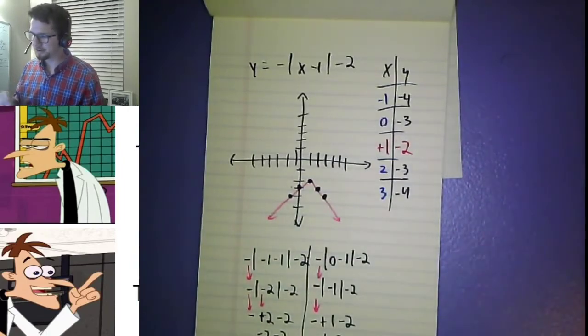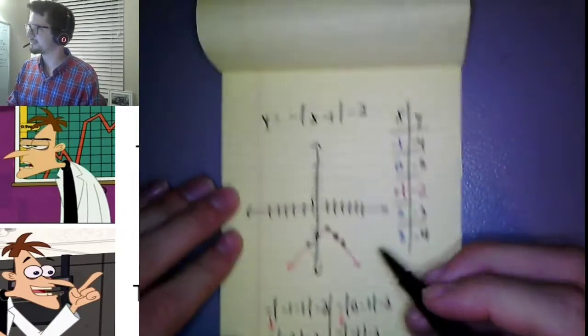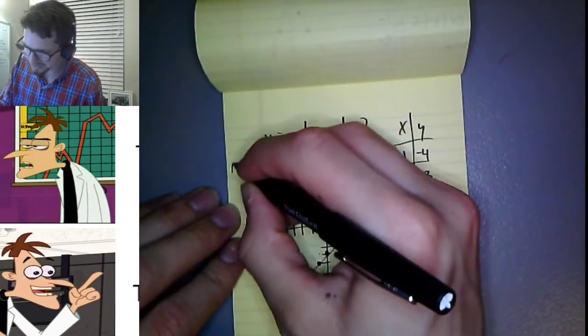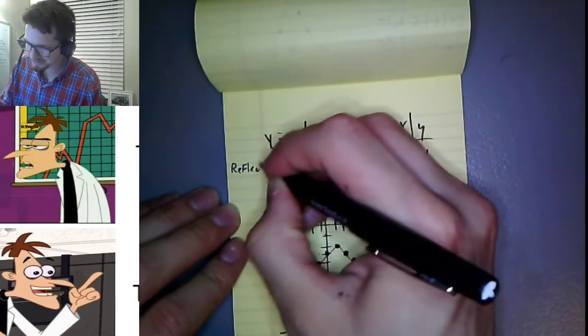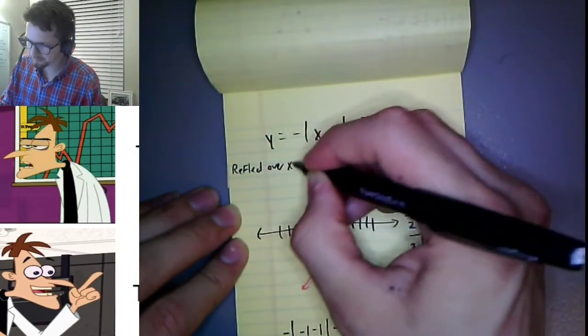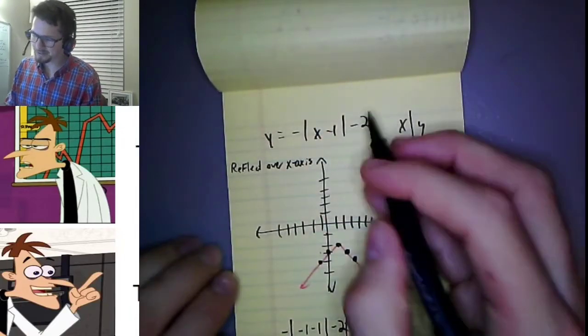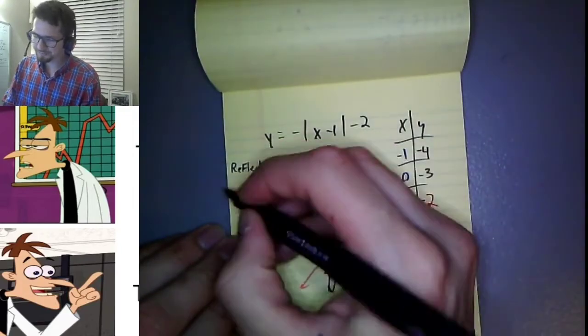So what are our transformations here? Why does it look like this? The negative sign. We haven't seen that buddy in a while. So the negative sign says that we reflect over the x-axis. Basically meaning that it's upside down. Don't forget that one.